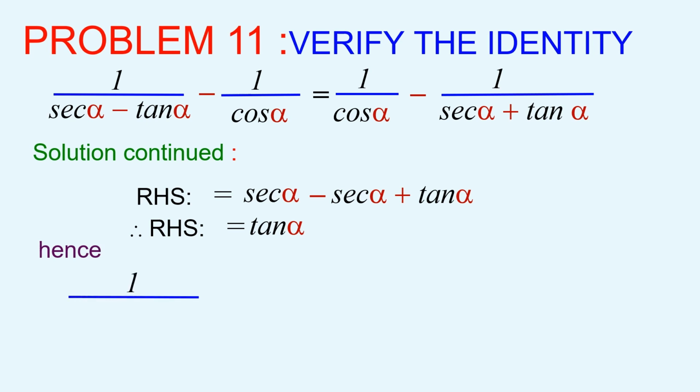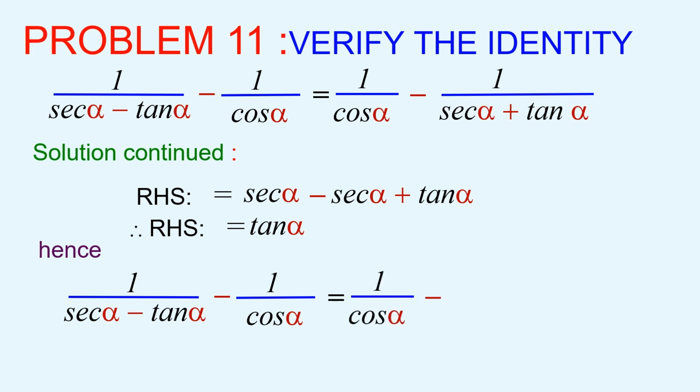Hence, 1 divided by secant of alpha minus tangent of alpha, minus 1 divided by cosine of alpha, equals 1 divided by cosine of alpha minus 1 divided by secant of alpha plus tangent of alpha.